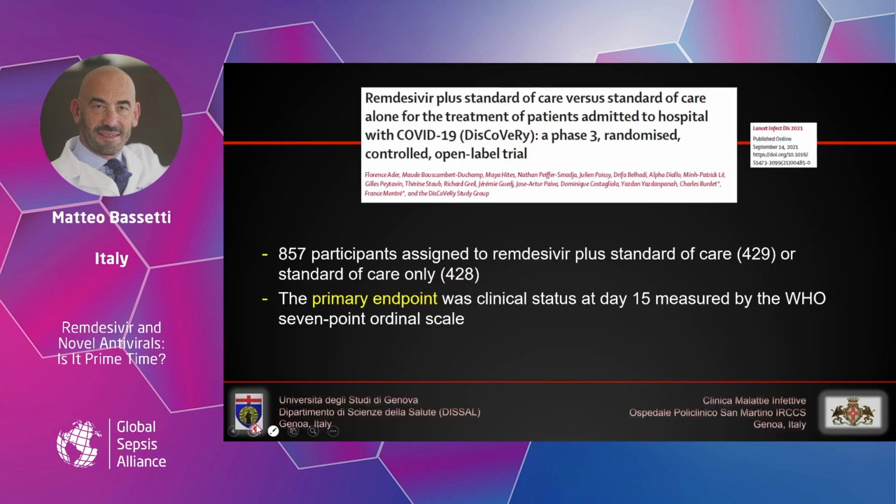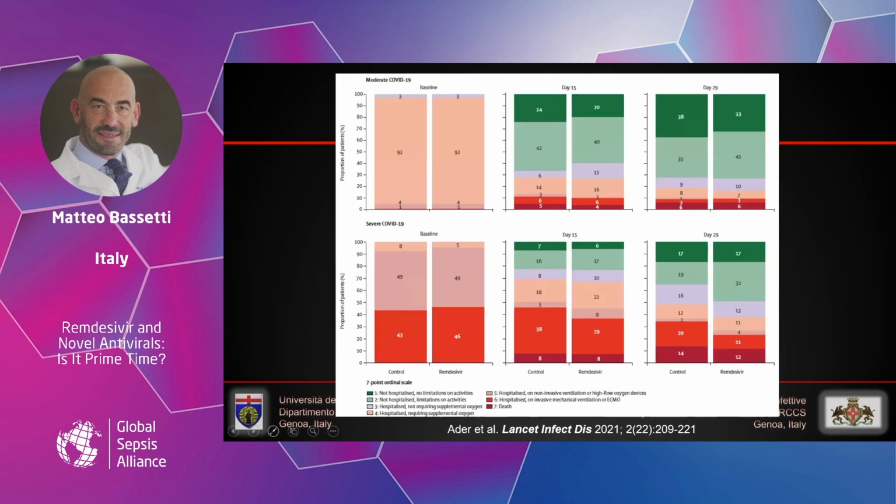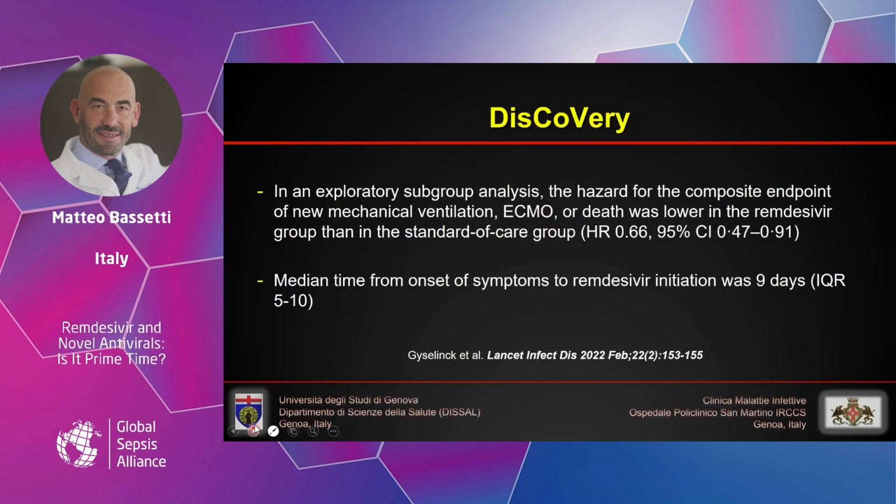Then there are other studies. This was published in Lancet Infectious Diseases in 2021, and they included 157 participants assigned to Remdesivir plus standard of care or standard of care only. And the primary endpoint was clinical status at day 15, measured by the WHO 7-point ordinal scale. And you can see here the data of Remdesivir or the control arm, and you can see that at the end there was a kind of advantage in patients treated with Remdesivir, particularly in the severe form. You can see the important difference in this other study.